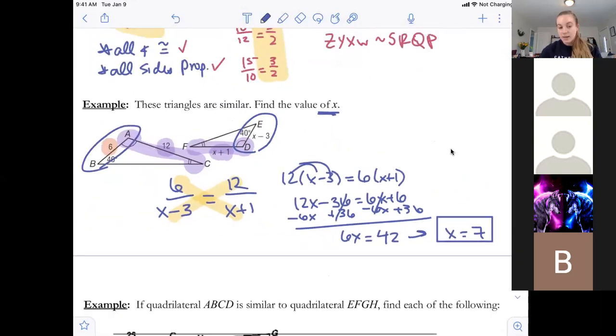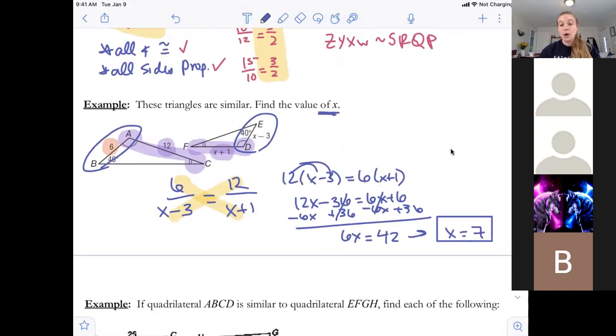All right. It's pretty simple algebra once you set the equation up right. If you had mixed up your X minus 3s and your X plus 1s, you would have gotten something completely different. That was wrong. So the algebra part should be super simple, but you've got to make sure you set it up correctly. Any questions on that setup?